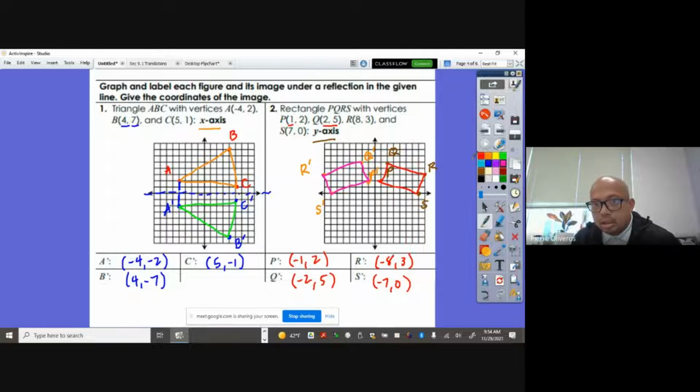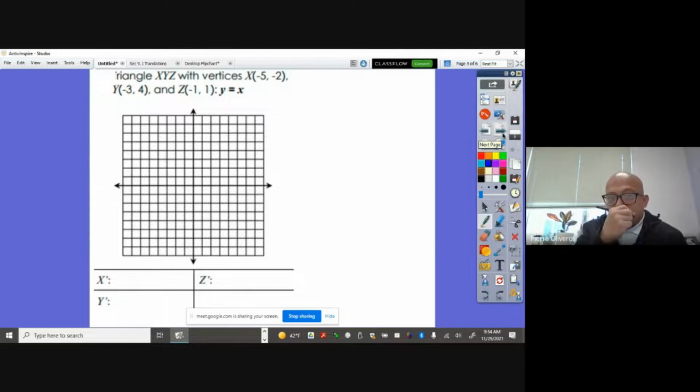And the line of reflection, don't forget, you can draw that dash or dotted line there. There you go. Very simple, right? Now, what if we're given a triangle XYZ with vertices X(-5, -2), Y(-3, 4), and Z(-1, 1), but this time it's reflected over the diagonal y equals x.